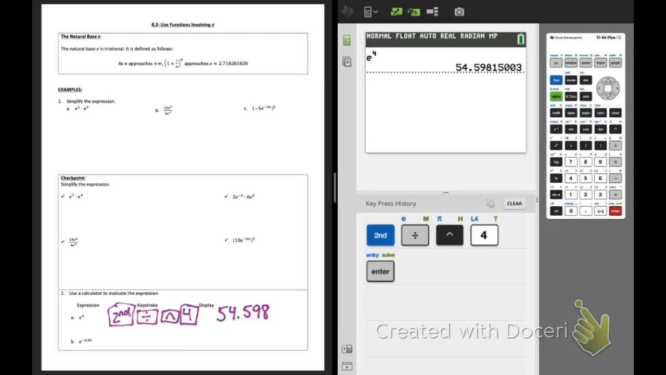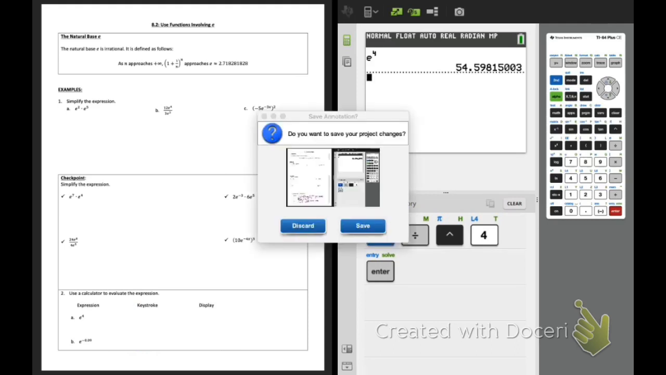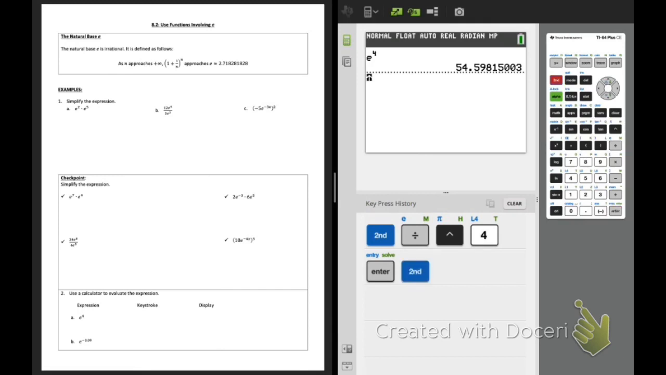Now, for e to the negative 0.09, it's the same sequence of steps. You type in second, division, your caret button to pull up the power, and then negative 0.09. So I will do that here real quick. So if you want to copy down those steps, again, I'm going to pull the calculator back up. So we'll see second, division, power button, negative 0.09.